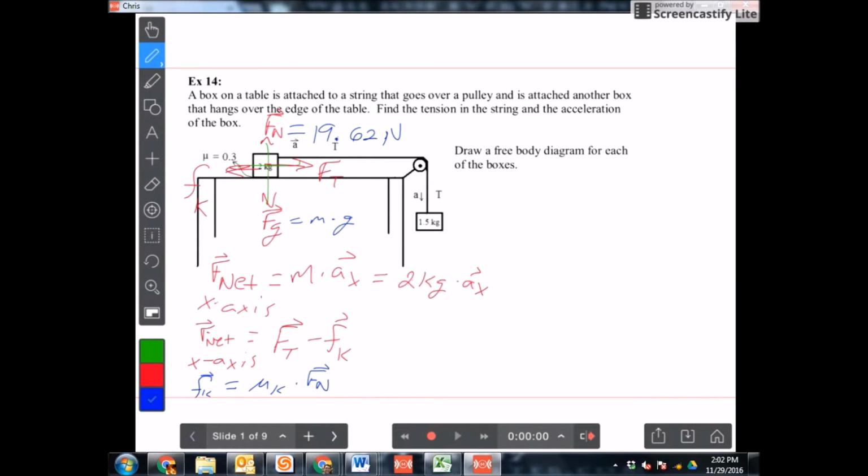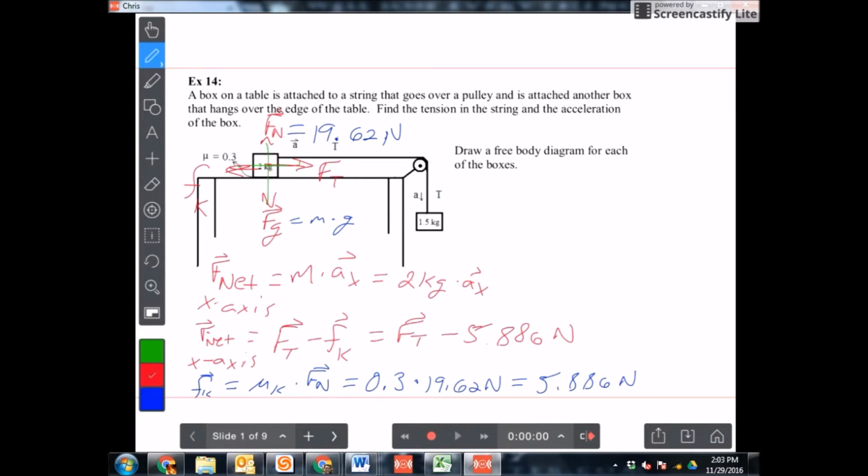Okay. All right. So now we can come down here and we can say 0.3, that's our coefficient of friction, times 19.62 newtons. And we can figure out what our frictional force is. So please do that now. 5.886 newtons. Good. So up here in this F-net statement in the x-axis, the summation one, we can go ahead and put that in there. We can say tension force minus 5.886 newtons. Everybody okay with that?